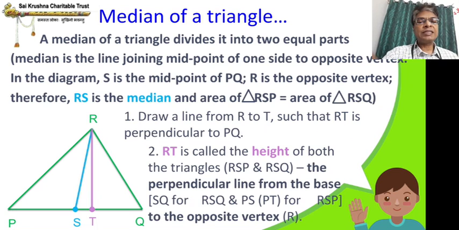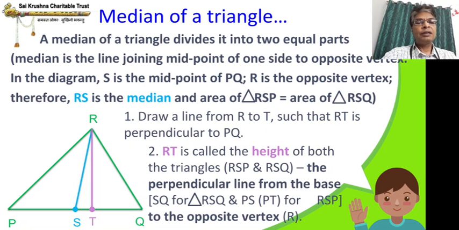So even if it is extended, if you see RSP, the height is outside RSP, but still if the base is extended and a perpendicular is drawn, that is the height of the triangle. So SQ is the base for RSQ, and PS, that is within bracket PT, for triangle RSP. From the base of both the triangles we have drawn a perpendicular line to the opposite vertex. So RT is the height of both the triangles.